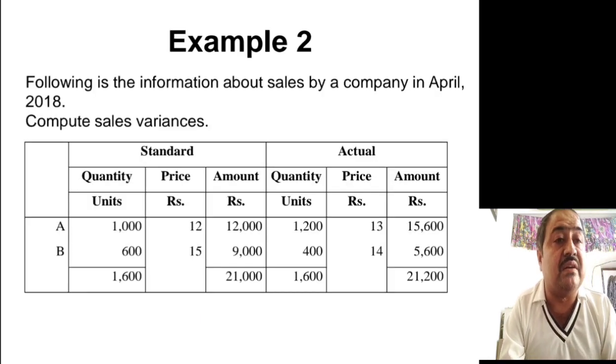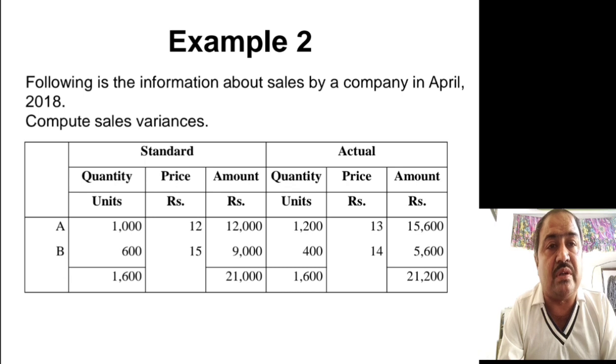when more than one quantity is sold. In this situation you can see total actual quantity 1600 and total standard quantity is 1600. Both are the same. If totals are the same, then we need not calculate revised quantity.